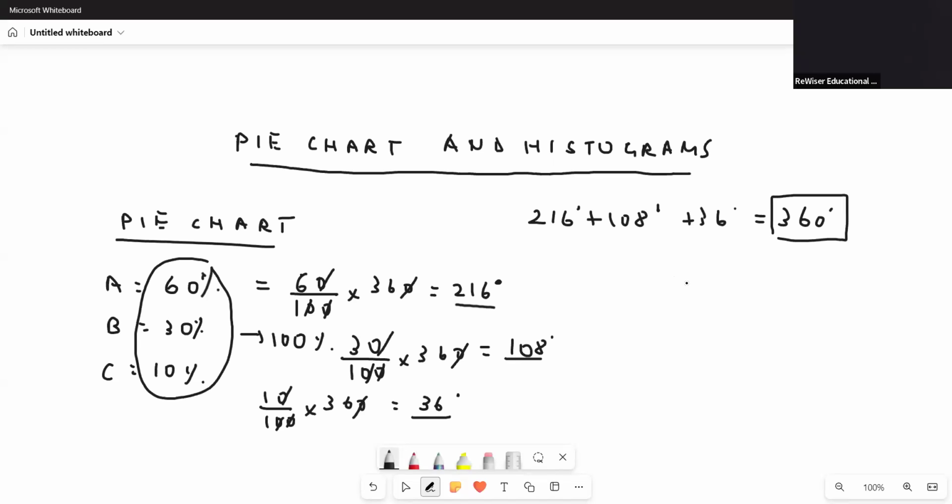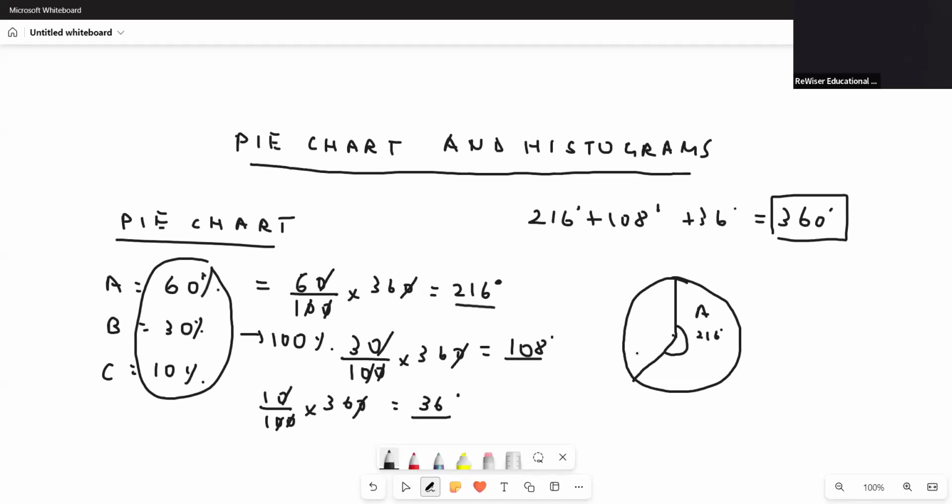Now, how do we draw a pie chart? We draw a circle. From the center, we need to draw 216 degrees. If I'm drawing this line for A, the line below gives me 180, so a bit more than that. That is what we can see as 216 degrees, and that is for A.